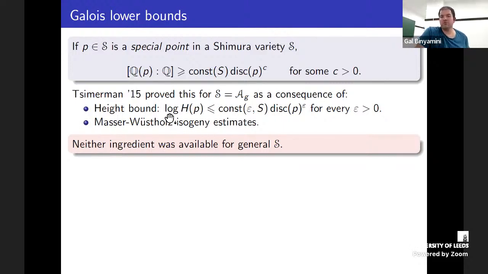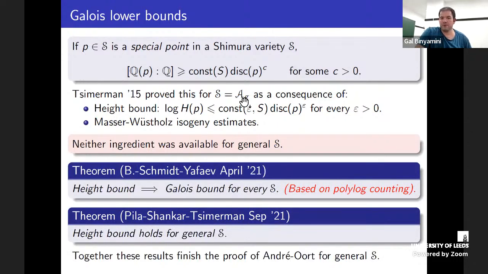The problem was that neither of these things are actually known to hold if you go to general Shimura varieties. That is why Zimmermann proved it for AG and not the full conjecture for all Shimura varieties. The idea of Harry Schmidt, when he thought about this approach for Galois orbit lower bounds, was basically to try to prove this in general. That was the key motivation. And together with Schmidt and with Andrei Yafaev, we actually carried out this program. So we showed that if you have a height bound, then you get a Galois bound. You don't need the Masser-Wüstholz isogeny estimates.